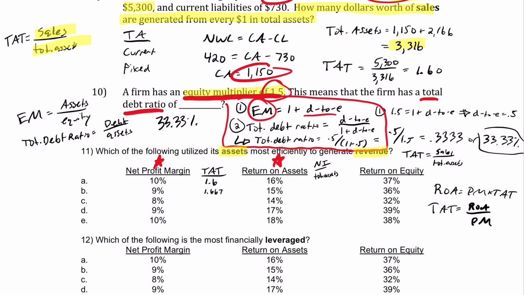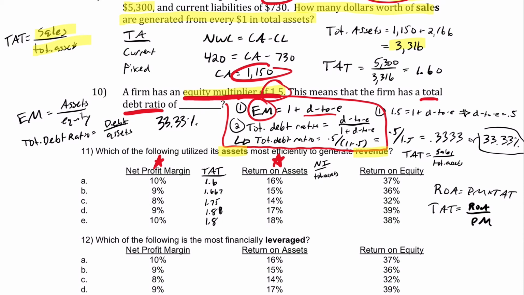Part C, I would get 1.75. In part D, I would get 1.8. I think it's 1.86. And part E would be 1.8. Let me just verify that last one: 0.17 divided by 0.09 will give you 1.89.